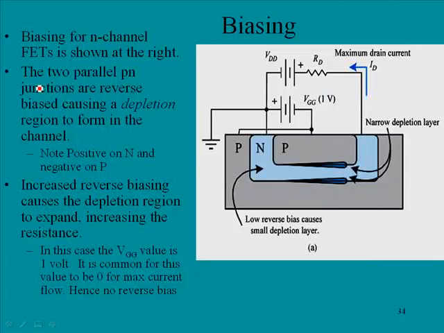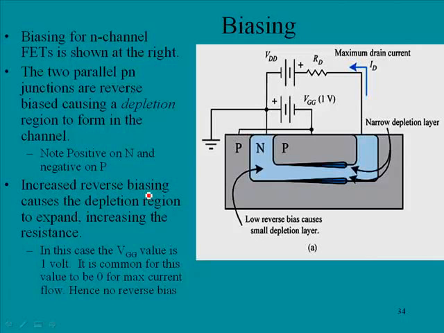The two parallel PN junctions are reverse biased, causing a depletion region to form in the channel. Note positive on N and negative on P, and we pointed that out already. So since they have a reverse bias between the P and the N, we're going to have a depletion region at the borders of the P and the N material. Now this is a low voltage, at 1 volt, and we do have a depletion region, but it isn't very large.